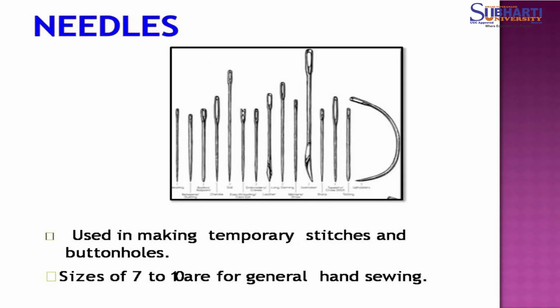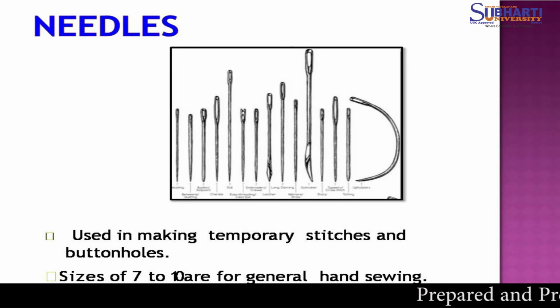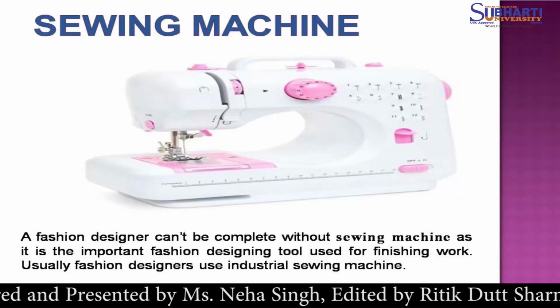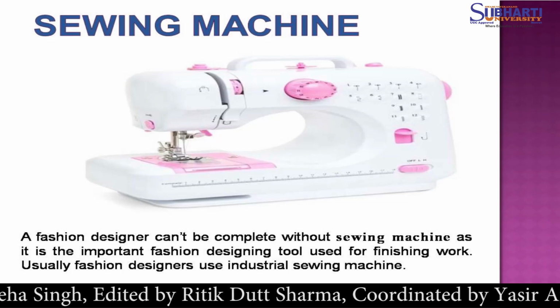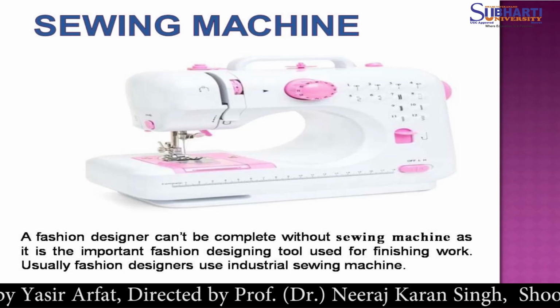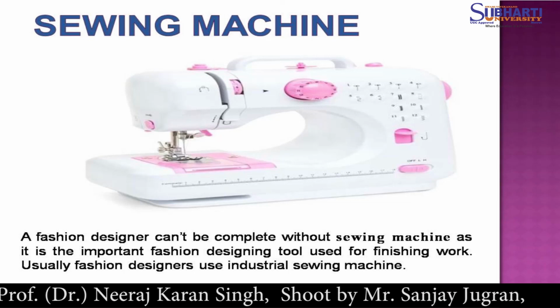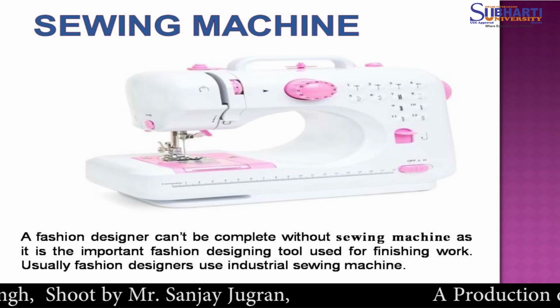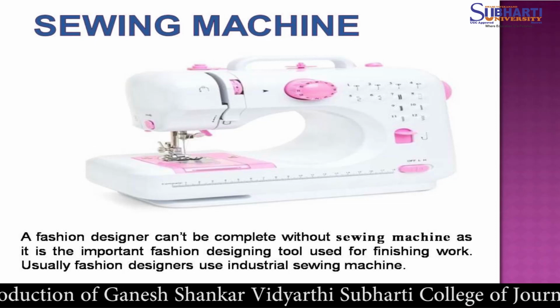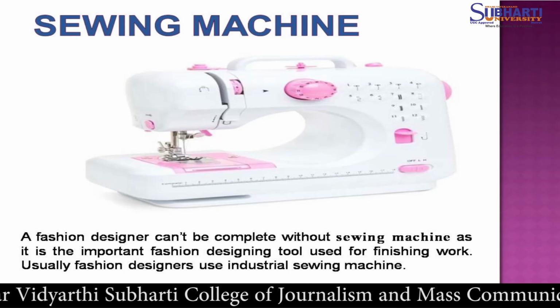Next is needles. As in the picture you are seeing the various sizes of needles. They come in various sizes of 7 to 10 for general hand sewing. And the last tool of the fashion designing toolkit is very important, without which we can't stitch any garment, the sewing machine. We should have a basic sewing machine that every designer must have for stitching the garment. So these were the basic tools of fashion sketching art and the fashion designing toolkit.